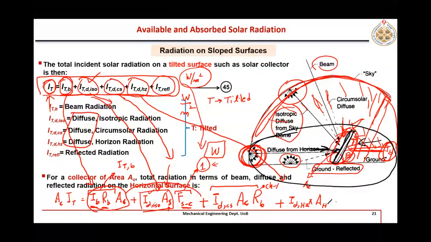So here again we have to introduce a view factor, horizon to collector. Just like here we had sky to collector view factor, here we are defining a view factor from horizon to collector. Okay, and this is the area of horizon from which this solar radiation is coming.